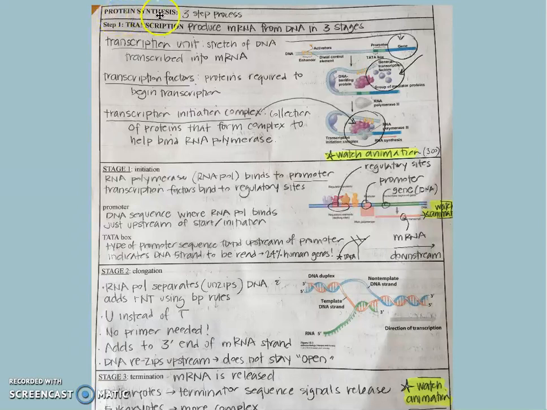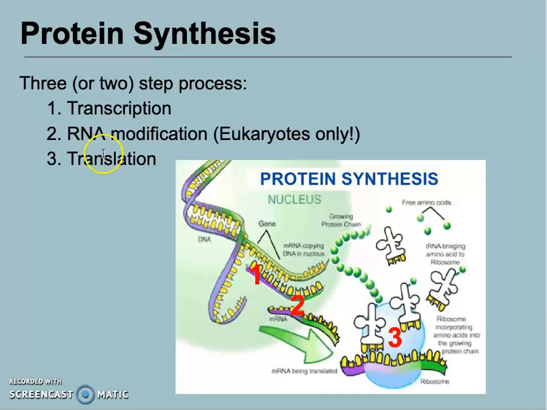So, like I said, protein synthesis happens in 3 steps. One thing I do want to note is that those 3 steps are for eukaryotes only. Prokaryotes carry out transcription and translation, but do not do RNA modification. So let's just say that out loud in the beginning.